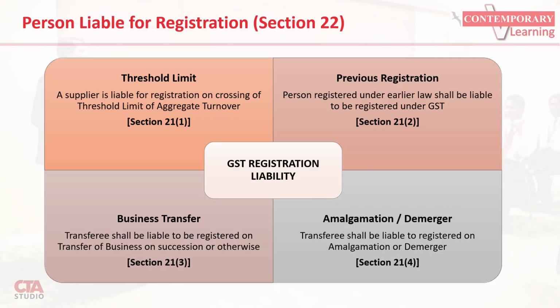Fourth is amalgamation and demerger. In cases of amalgamation or demerger, the transferee shall be liable to be registered as stated in Section 21(4). This covers corporate restructuring scenarios.